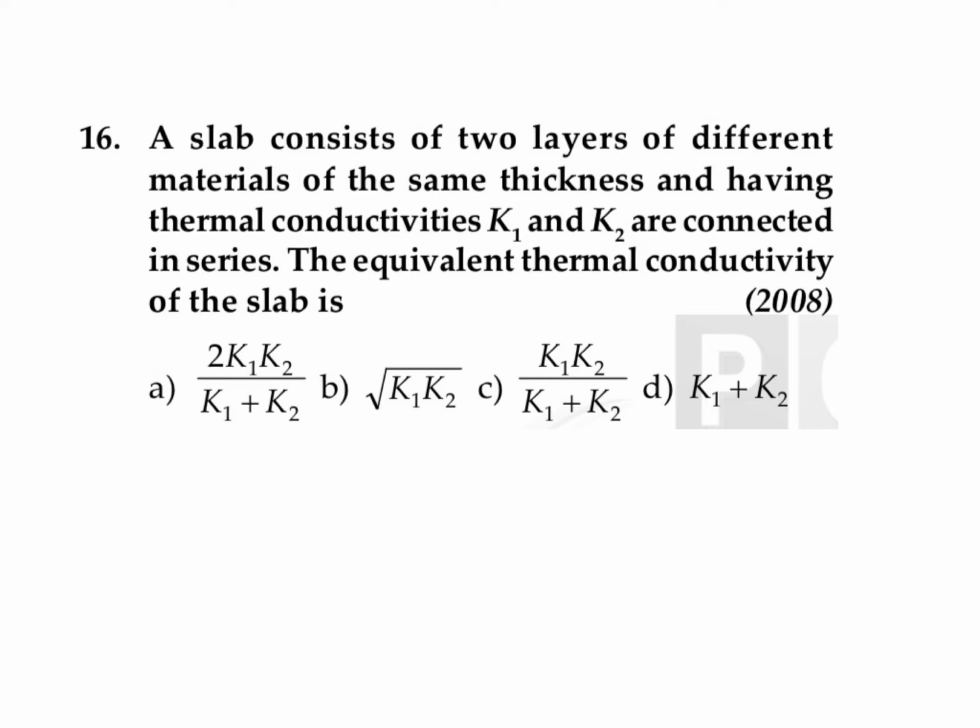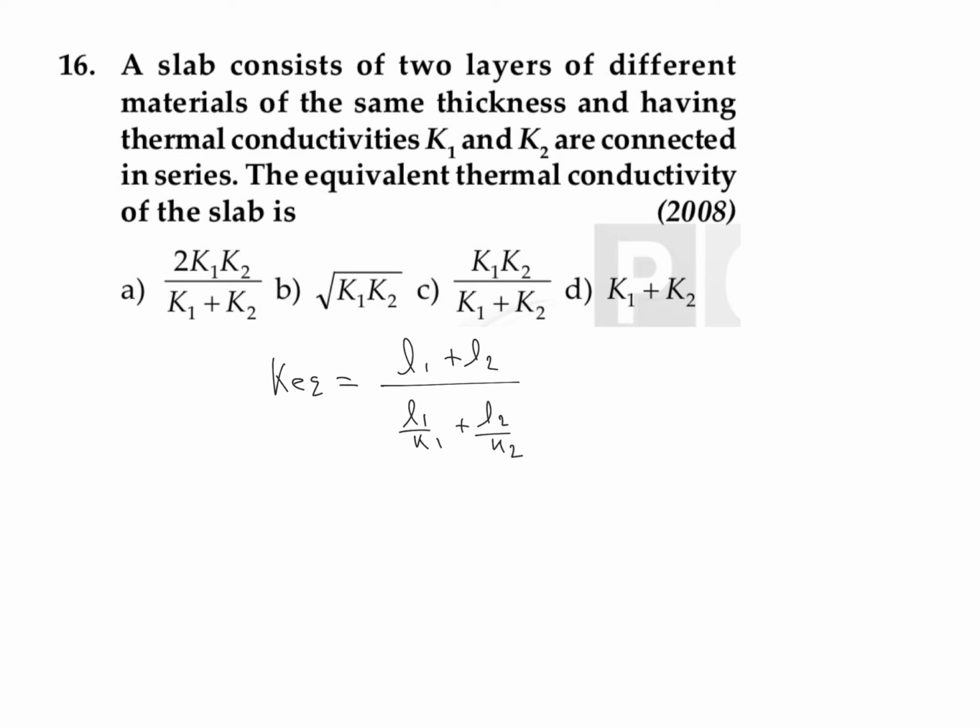In this question, it is given that the slab consists of two layers of different materials of the same thickness and having thermal conductivities K1 and K2, connected in series. The equivalent thermal conductivity of the slab is? So we know that we can use this equation for equivalent thermal conductivity, that is (L1 plus L2) divided by (L1 by K1 plus L2 divided by K2).